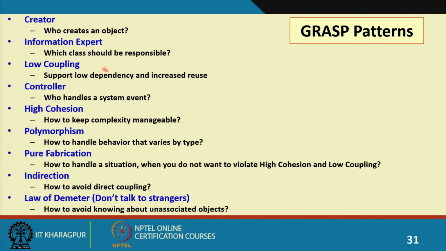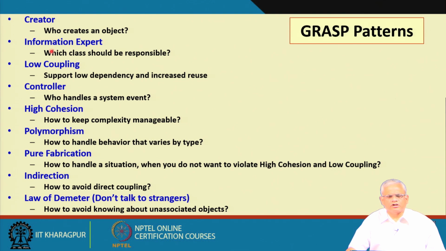There are 9 of these patterns. We will start discussing with the creator pattern. The creator pattern is about: we have several classes and an object is to be created, then which class would have the responsibility to create the object. The information expert pattern, or simply the expert pattern, addresses when we need to assign a responsibility or a method to a class, to which class we should assign.